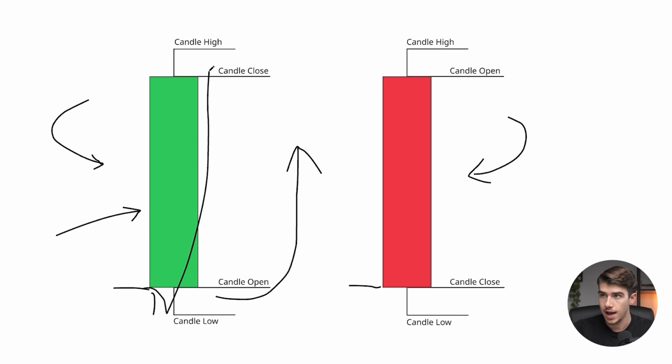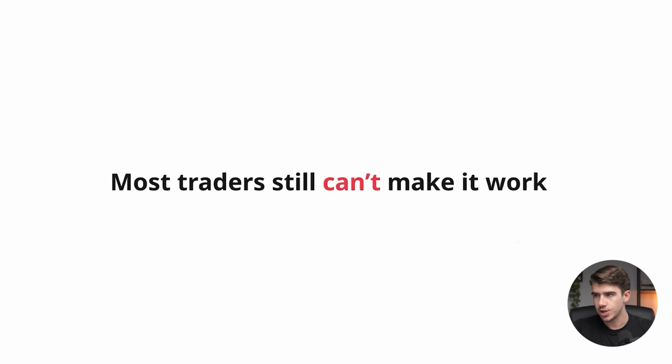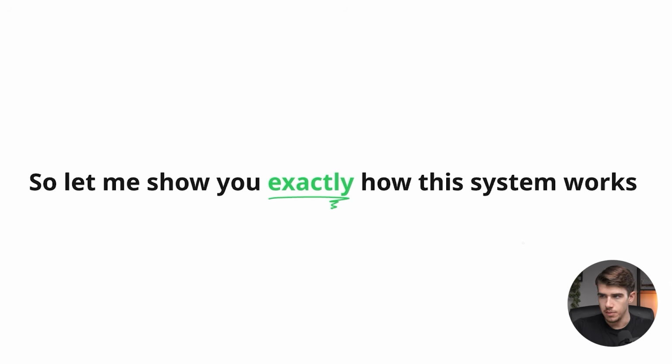low, high, close. Same exact thing goes for the bearish candle, although instead of being an open low high close, this is an open high low close. And so if a candle opens here and immediately goes higher, there's a good chance that this is going to close bearish, and therefore we can expect bearish price action. But here's the thing, most traders still can't make it work. So let me show you exactly how this system actually works.